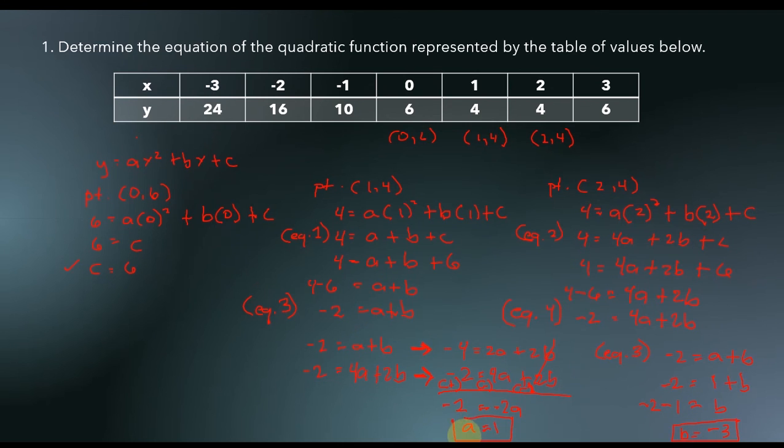Now we have the values for a, b, and c. We're going to substitute all of these values into our equation y equals ax squared plus bx plus c, and we will obtain y equals, of course, a is 1, so x squared, and then b is negative 3, so minus 3x, and then c is 6. Now this is our equation for number 1.